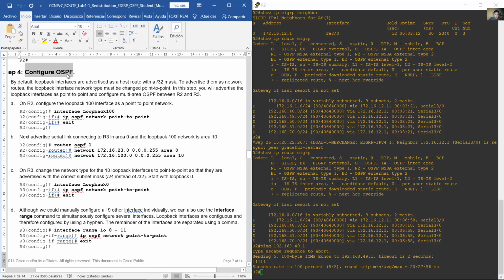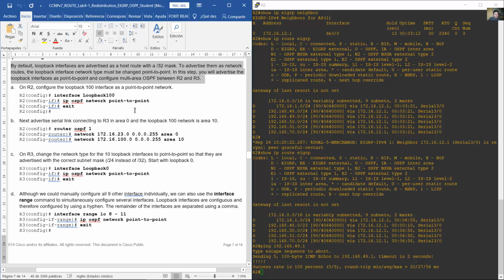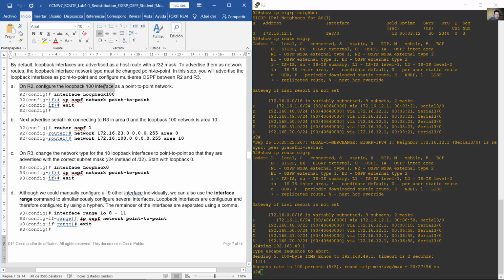Now configure OSPF. By default, loopback interfaces are advertised as a host route with a 32 mask. To advertise them as network routes, the loopback interface network type must be changed to point-to-point. In this step, you will advertise the loopback interfaces as point-to-point and configure multi-area OSPF between R2 and R3. On R2, configure the loopback 100 interface as a point-to-point network, using ip ospf network point-to-point to change the network type.